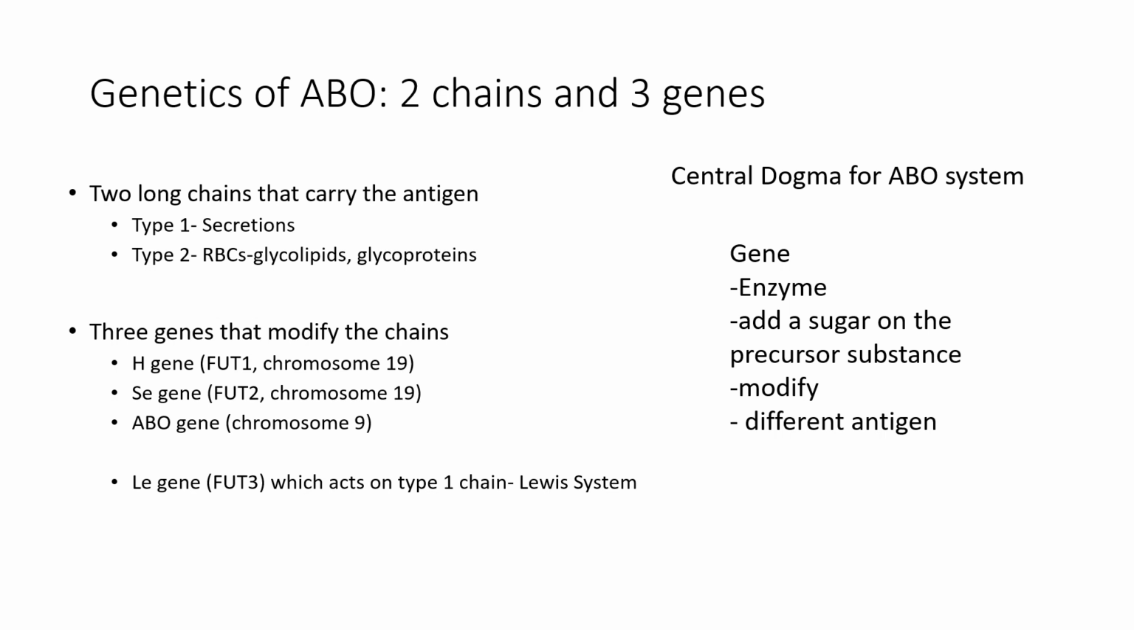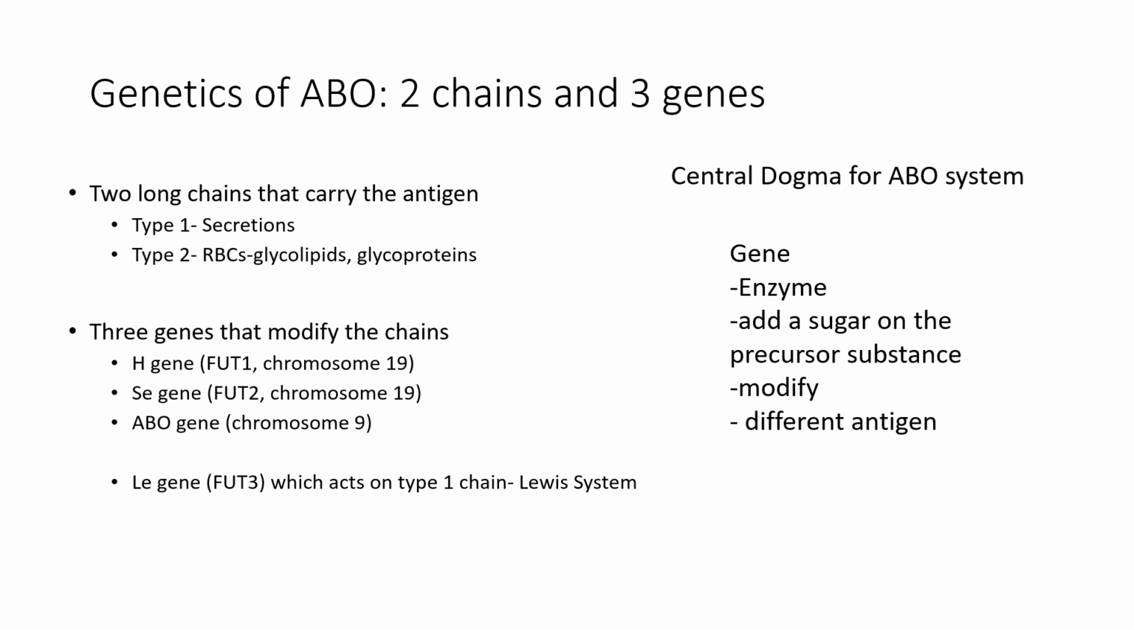So FUT1, FUT2, and the ABO gene, right? There is another gene called FUT3, which is important for the Lewis system. I have a slide where I'll be explaining that, so let's forget that for now. We'll talk about just three genes: FUT1, FUT2, and the ABO gene. FUT1 is the H gene and FUT2 is the secretor gene, right?